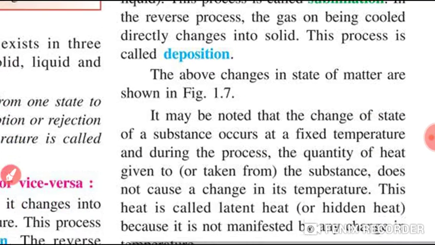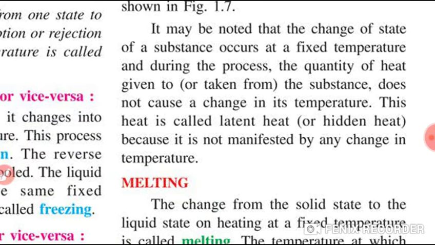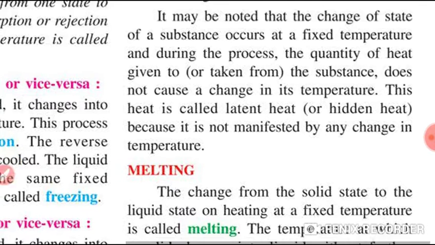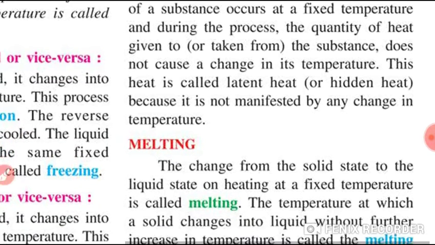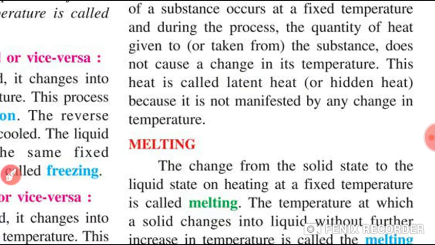Okay, students. It may be noted that the change of state of a substance occurs at a fixed temperature, and during the process the quantity of heat given to or taken from the substance does not cause a change in its temperature. This heat is called latent heat, or we can say hidden heat, because it is not manifested by any change in the temperature.